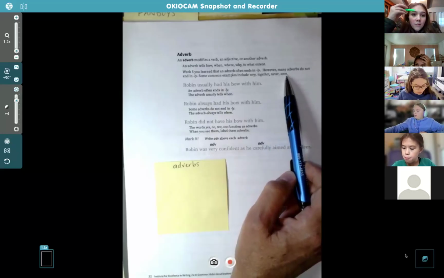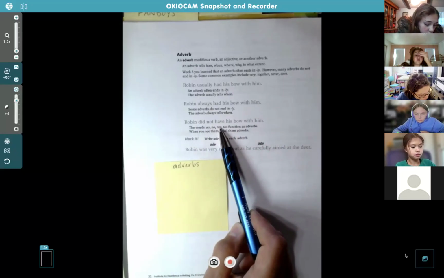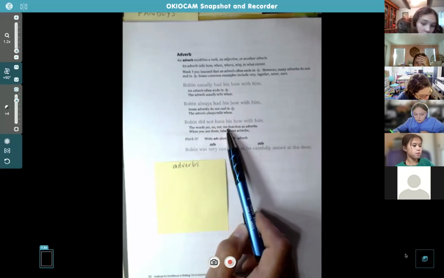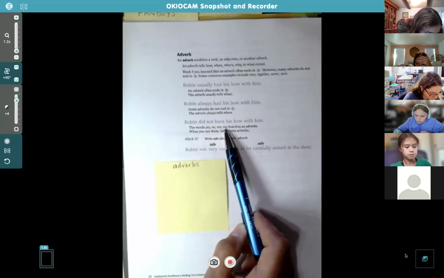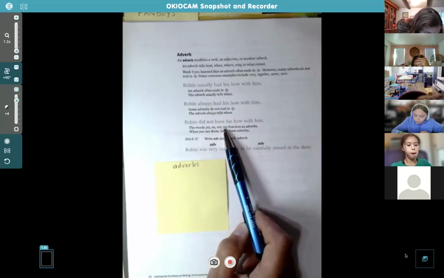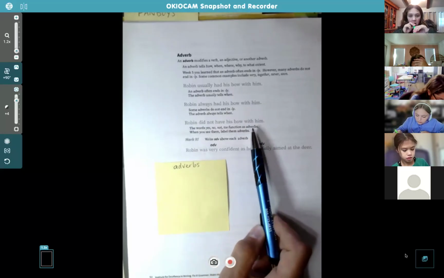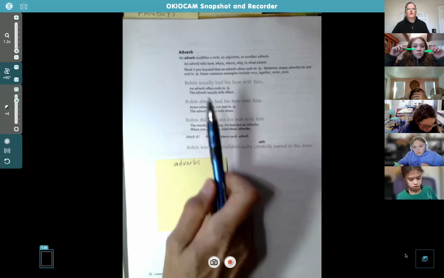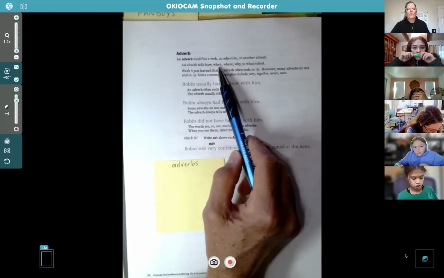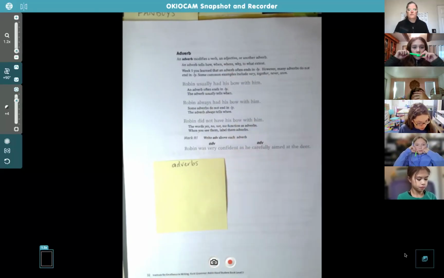I also want you to find a little further down on the page right here where it says the words yes, no, not, and to. Do you see that down here? Highlight those words too. Yes, no, not, and to. So these words can sometimes function as adverbs. So these are extra words other than the ly ones. The ly ones are easy to spot, right? So remember, adverbs always tell how, when, where, why, or to what extent. That's what adverbs tell. That's what they answer.